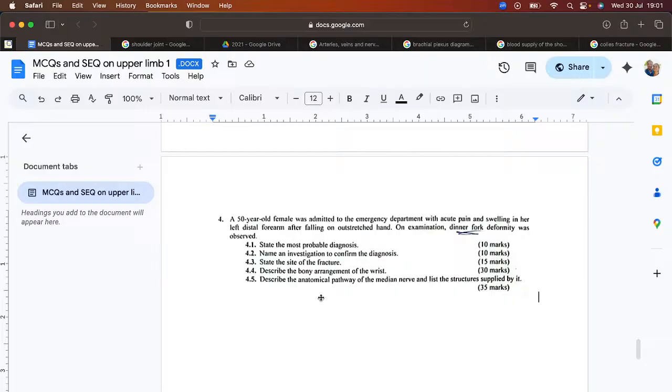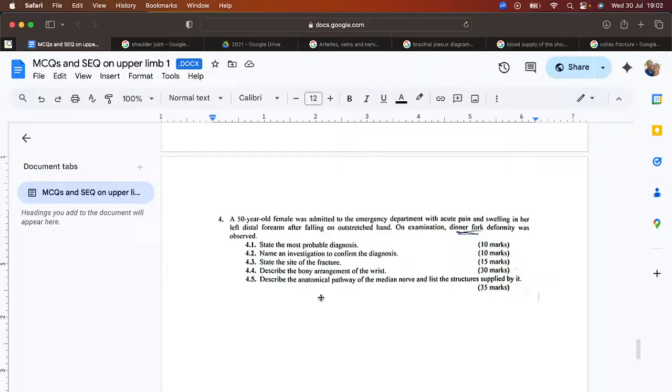If you say just the radial bone, that might give you 5 marks. If you say the distal end of the radius, that will give you the full marks. Site of the fracture, there's nothing else more that you can say there. So it has to be the distal end of the radius. That should give you the 15 marks.